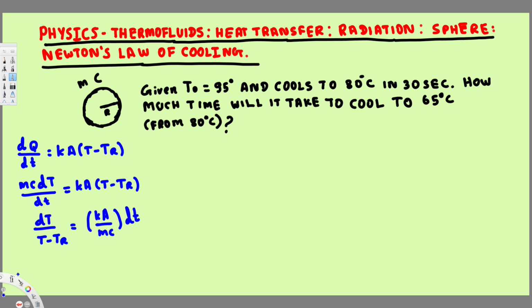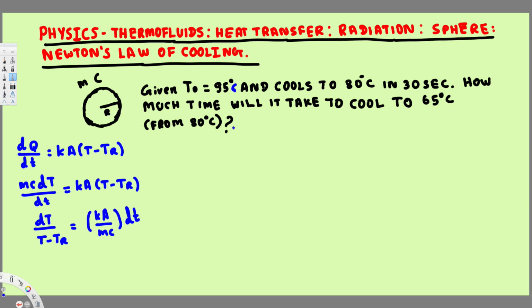Let's do this problem right here. This question is asking, given T naught is equivalent to 95 degrees Celsius, so here we have to have Celsius right here, 95 degrees Celsius, and it cools to 80 degrees Celsius in 30 seconds. How much time will it take to cool to 65 degrees Celsius from 80 degrees Celsius?